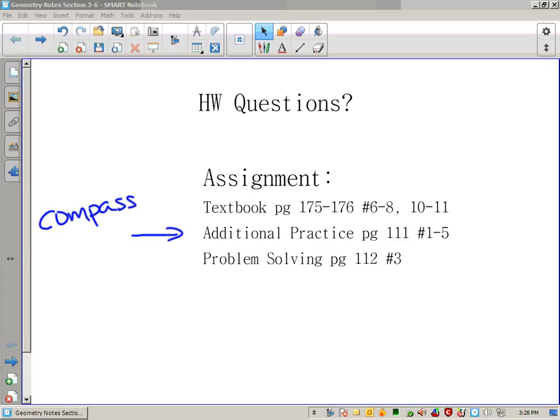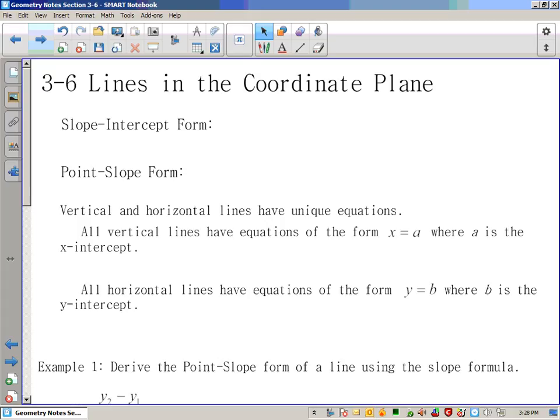Also, Mrs. Stokes should have a stack of notes to hand out to you guys for section 3-6. Today's notes does not come out of our workbook. It's something that was created here. So again, if you need to pause the video to pass out those, go ahead and do that.